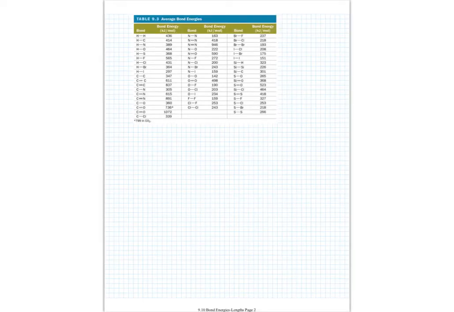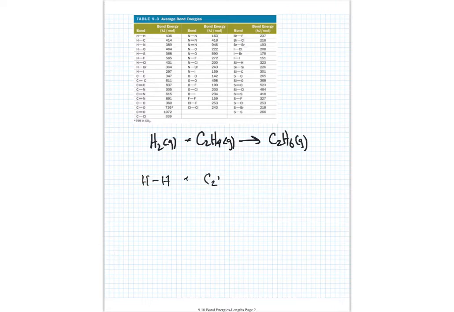All right, so I'm going to rewrite this reaction that we just had. H2 gas plus C2H4 gas yields C2H6 gas. And I'm also going to rewrite the Lewis structures. There's H2 plus C2H4 Lewis structure, with a double bond between the carbons and hydrogens surrounding the carbons, yields C2H6, hydrogens all around.